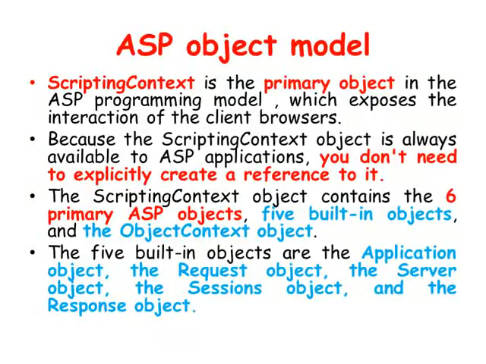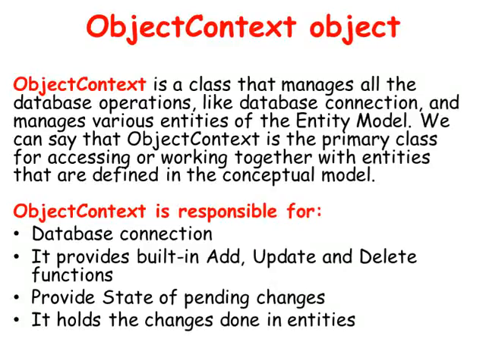Now let's see the object context object. Object context object manages all the database operations like a database connection and manages various entities of the entity model. Entity model means it also represents an object. So we can say that object context is the primary class for accessing or working together with the entities that are defined in the conceptual model. Object context is responsible for database connection. It provides built-in add, update, delete functions, provides a state of pending changes. It holds the changes done in entities.